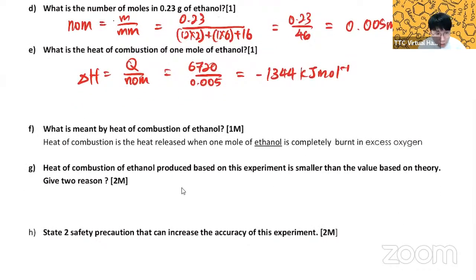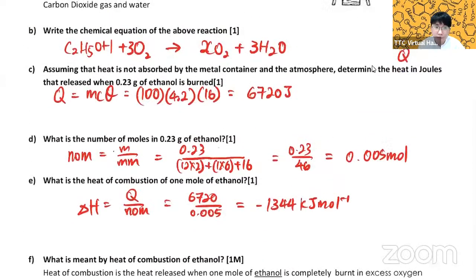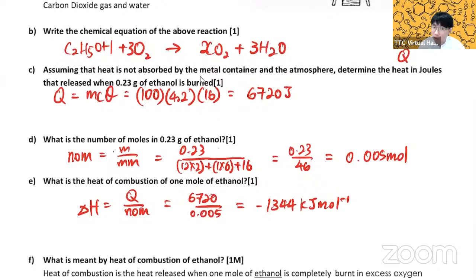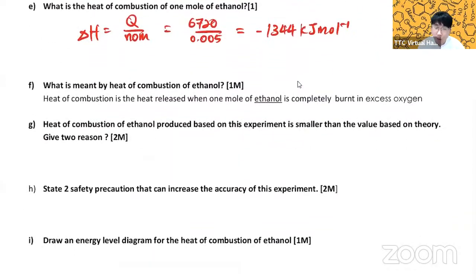Okay, moving on. The heat of combustion of ethanol produced based on this experiment is smaller than the value based on theory. Give the reason. It means the value you calculate here, compared to the real value, you should get lesser. Why? Because we assume heat is not absorbed by the metal container and the atmosphere. But is this true in real life? No. Your container will absorb a bit, your atmosphere will also absorb a bit. So some heat never goes to the thermometer. So some heat is absorbed by the wire gauze and heat is lost to the surroundings.